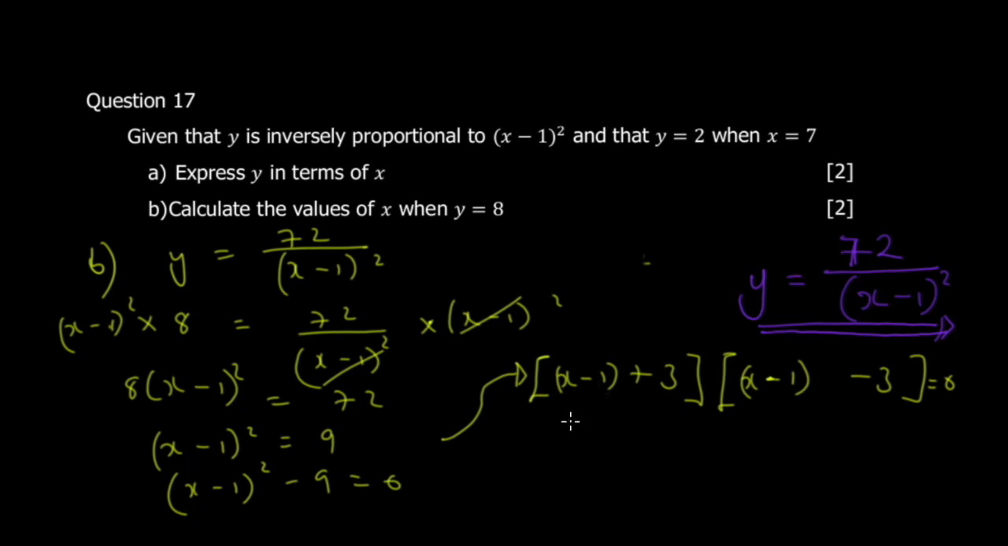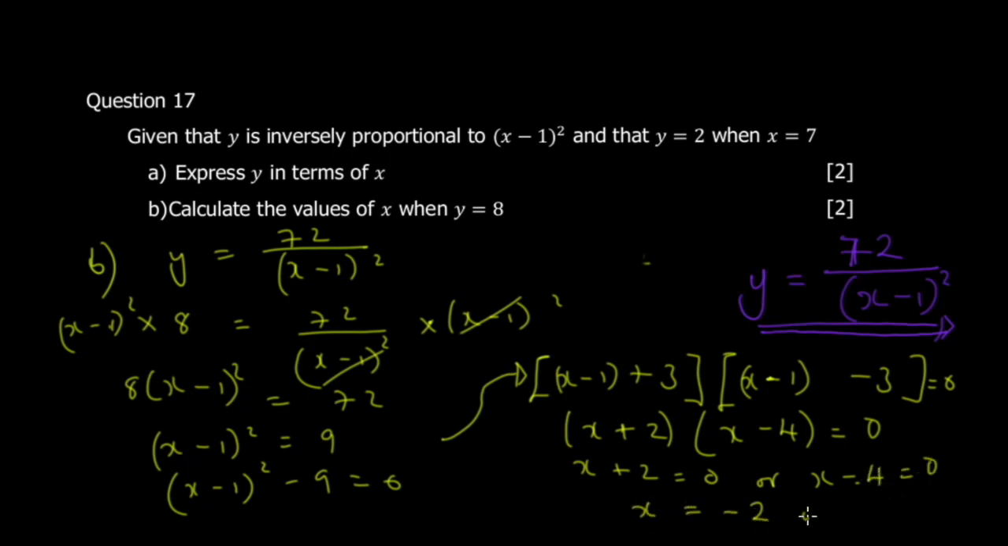Okay, so here you get x minus 1 plus 3, you get x plus 2. Here you get x minus 1 minus 3, you get x minus 4, equal to 0. So that means x plus 2 equal to 0, or x minus 4 equal to 0. That means x is equal to negative 2 or 4. Done. Okay, this is done.